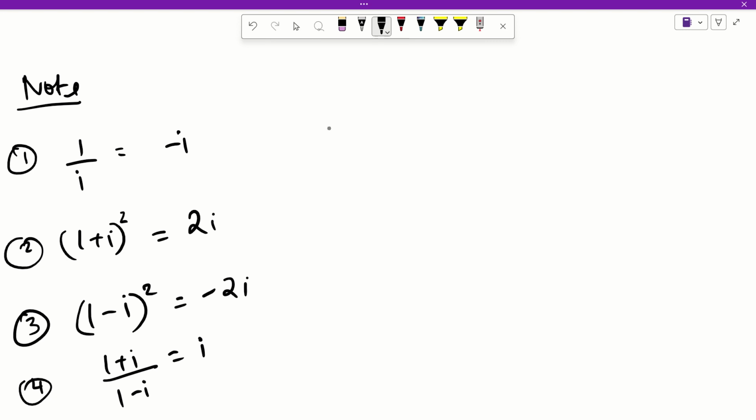Now we are going to learn about the modulus and conjugate of a complex number. First of all, let us learn about modulus. Write the heading as modulus of a complex number.